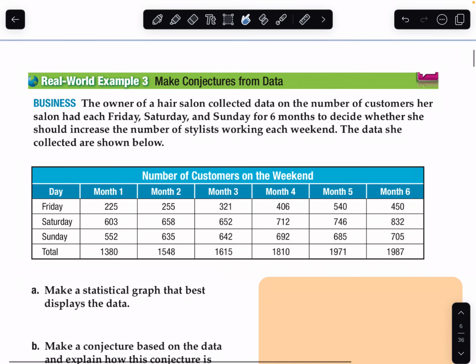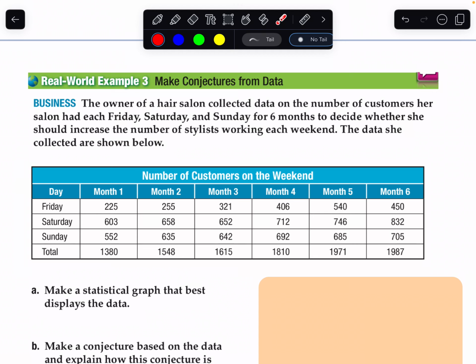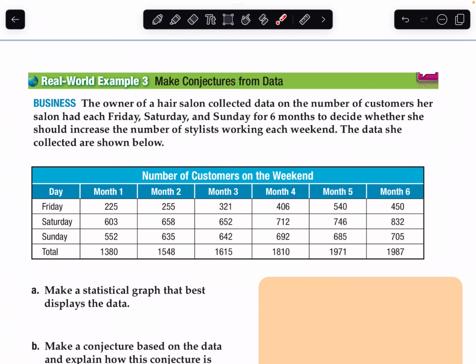Now, example number 3 is quite involved here if you are copying this into your notebook. So follow along with the process. You do not need to write all of this following. But let's at least read together. The owner of a hair salon collected data on the number of customers her salon had each Friday, Saturday, and Sunday for 6 months to decide whether she should increase the number of stylists working each weekend. The data she collected are shown below. Okay, I don't know how she's going to make that. Is there some minimum she's looking for?